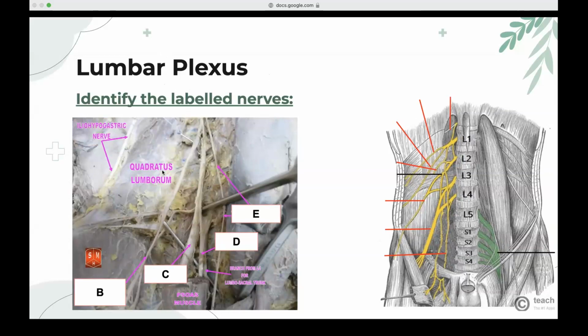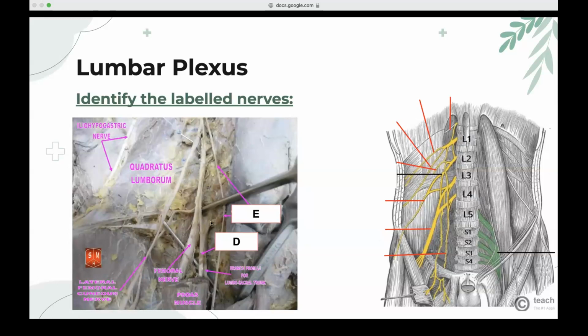Yep. Then we have B. Ilioinguinal? No, it's longer and goes all the way. It's the lateral cutaneous nerve. Yes. You can kind of see the roots. It comes from L2, L3, and L4. Next one: femoral or obturator? Femoral. You can tell it's the femoral because it's the thick one. Femoral is the one that goes down and supplies your leg. So it's the thick one, okay?